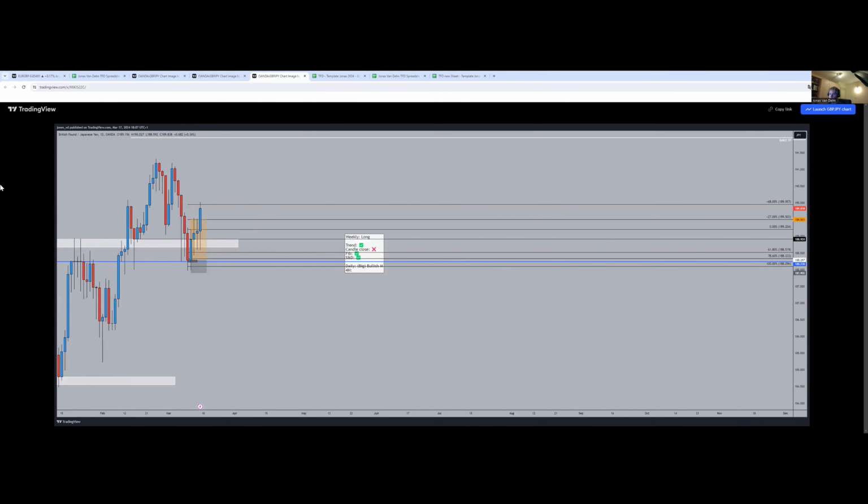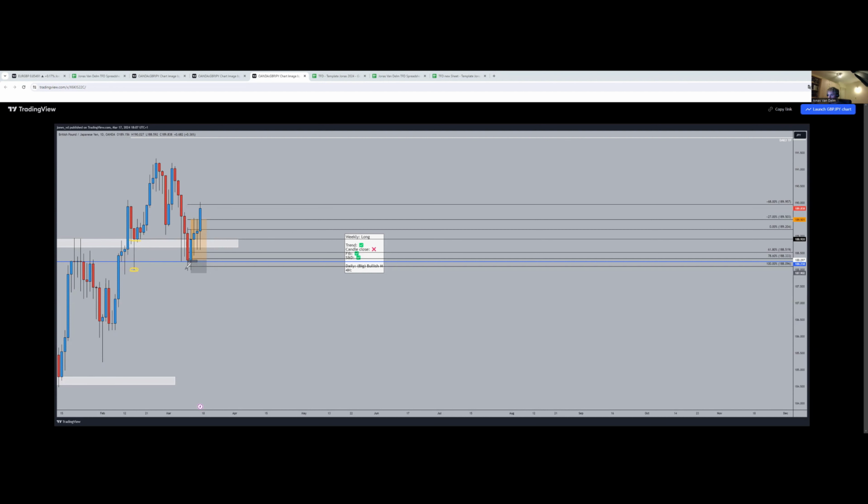So on the daily, on GBPJPY, the trade we could take here is a big bullish M fake out. So we had a small break of this previous higher low here. We broke it, but we didn't break the low wick here.